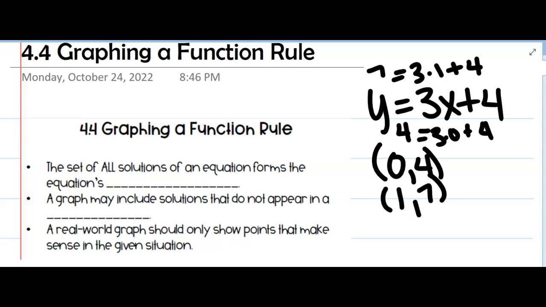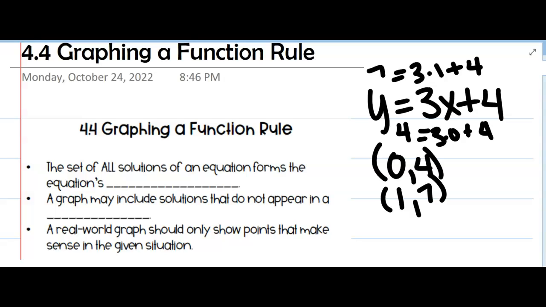So if I'm talking about me wanting to list all of the solutions, it's just not possible. Kind of like with inequalities, how we said, okay, I can't list all the possible solutions for an inequality. This is why we like to graph inequalities. So this is why we like to graph a function rule, because I can't list out all of the solutions for a function, so we're going to graph them.